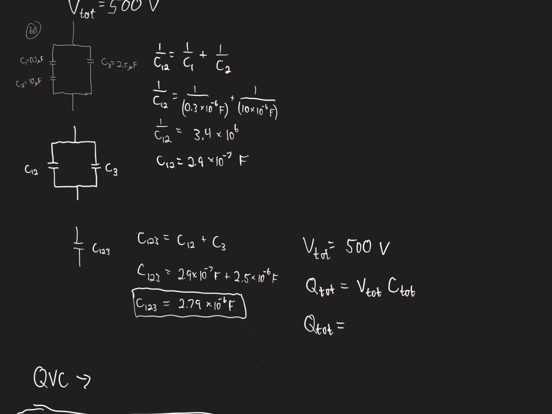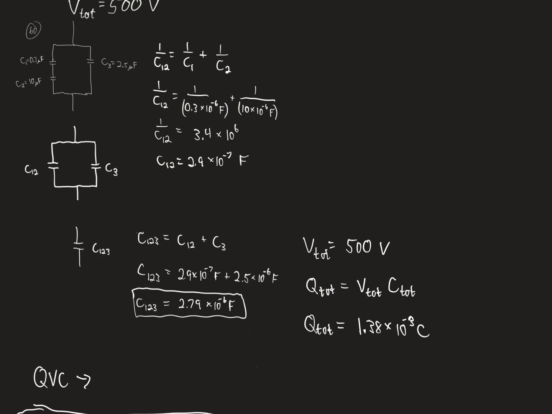So this is what, 2.79 times 10 to the minus 6 times 500. I got 1.38 times 10 to the negative 3 coulombs. So that's the total charge. That's all the charge that's inside of the circuit. So I know everything about this particular capacitor. I know its capacitance, I know its voltage, and I know its charge.